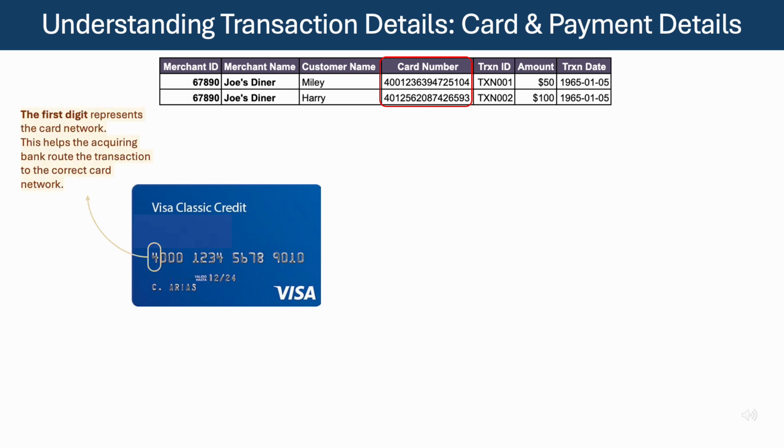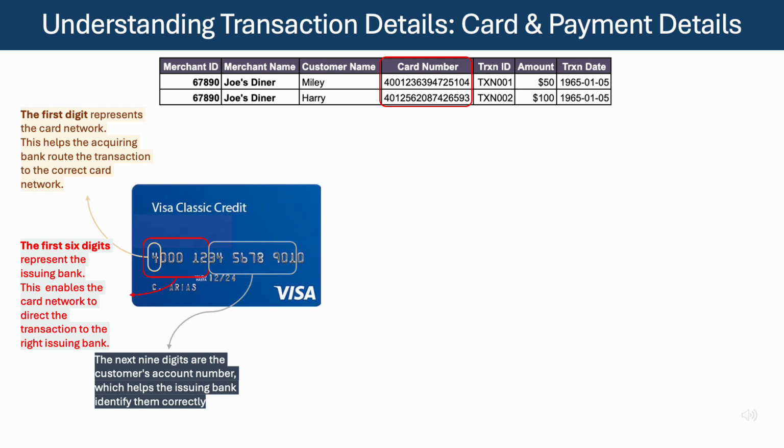The first digit represents the card network. This helps the acquiring bank route the transaction to the correct card network. The first 6 digits represent the issuing bank. This enables the card network to direct the transaction to the right issuer. The next 9 digits are the customer's account number, which helps the issuing bank identify them correctly. The last digit is called the check digit. It's calculated using an algorithm like Luhn to verify the card number's accuracy.